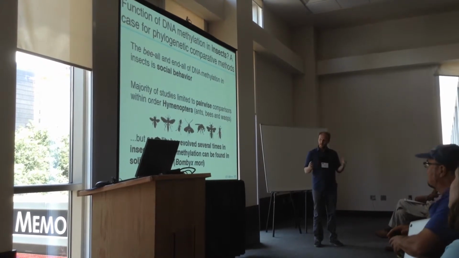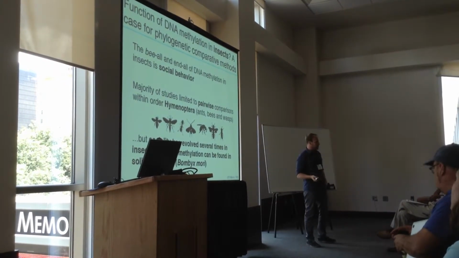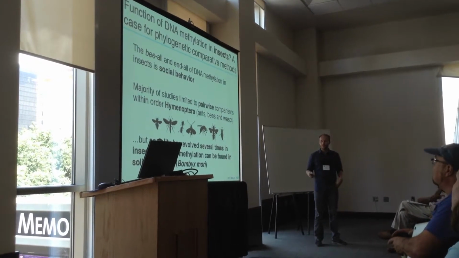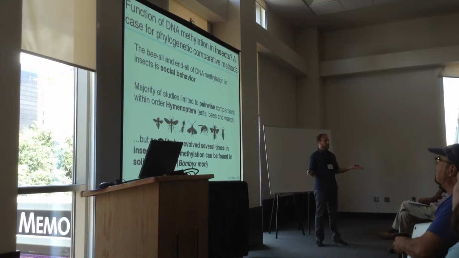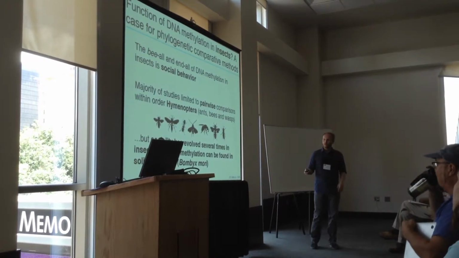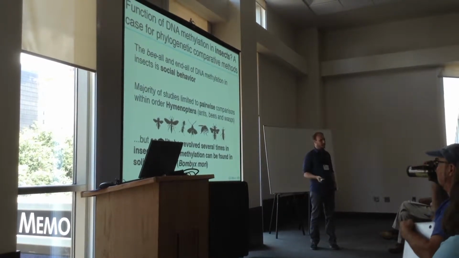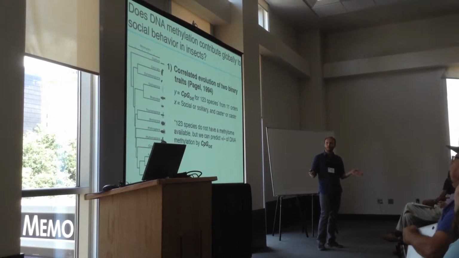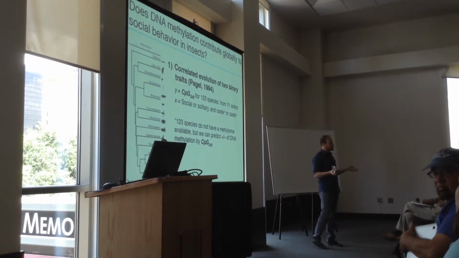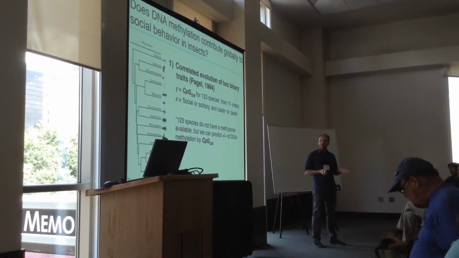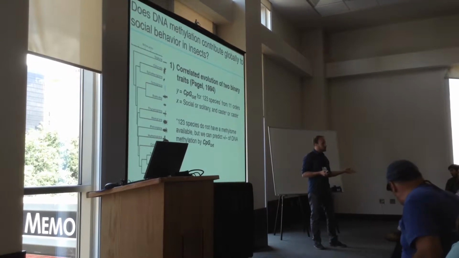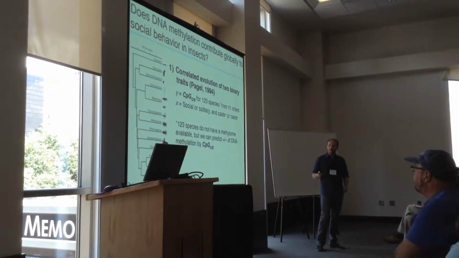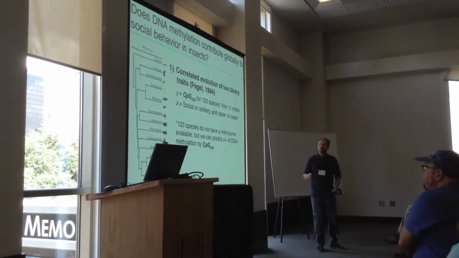But the majority of studies in the literature are restricted to pairwise species comparisons within the order Hymenoptera, which includes your ant species and moths. But we know that sociality in insects evolved many times, and we also know that DNA methylation can be found in solitary insects like the silkworm. With this framework in mind, we took a much broader phylogenetic approach, and we decided to look at DNA methylation and social behavior across the insect tree of life, sampling every single order except for Orthoptera, which are your crickets and grasshoppers.